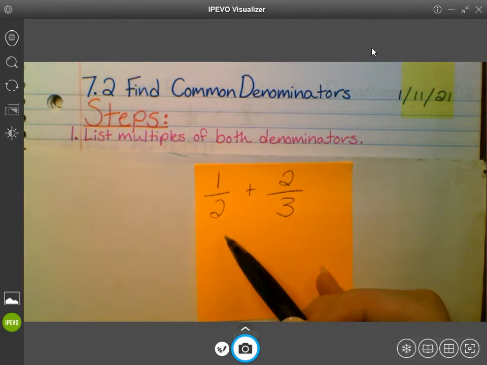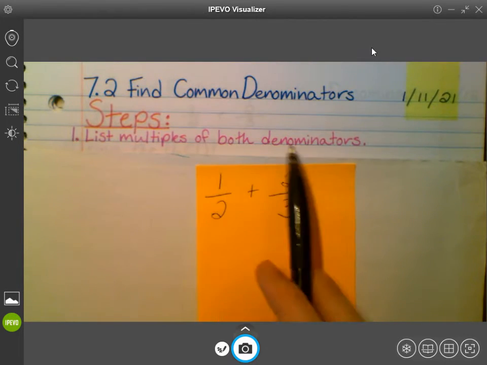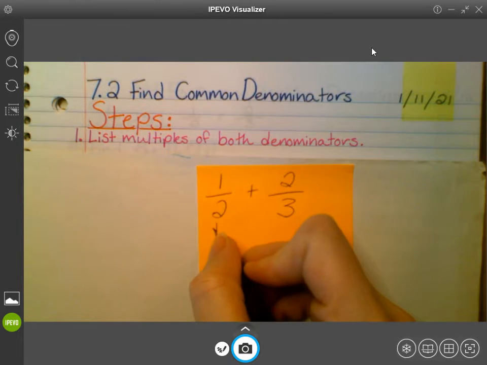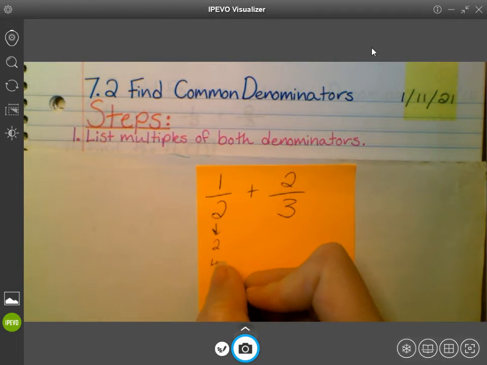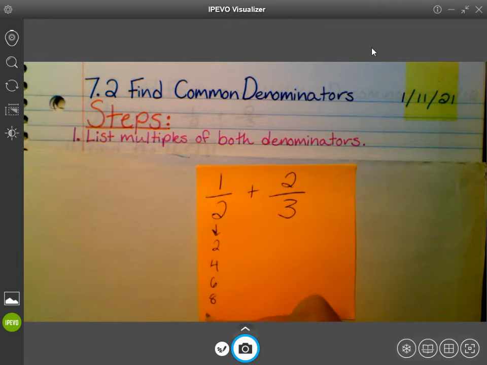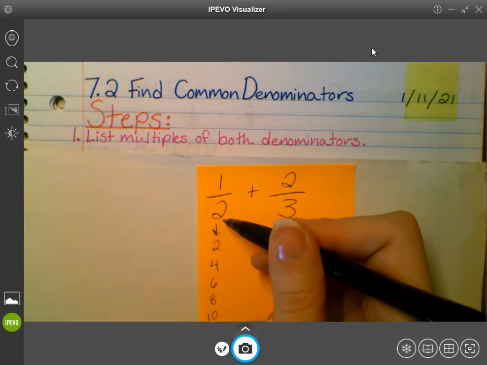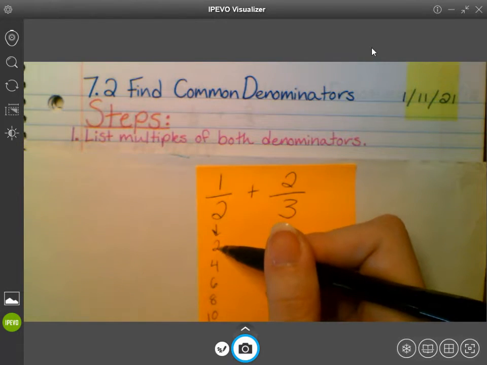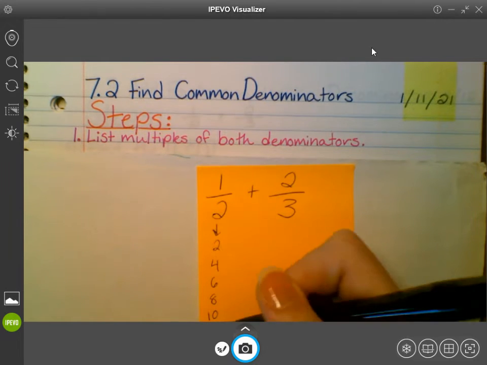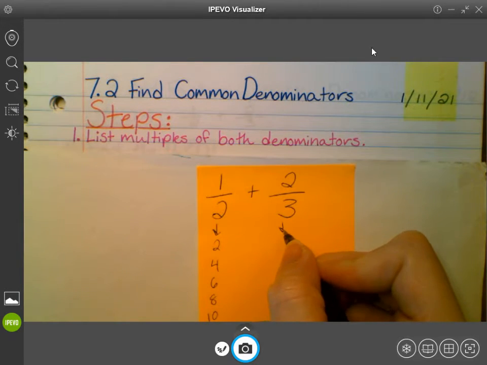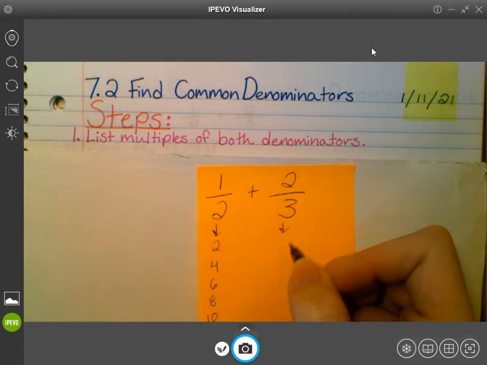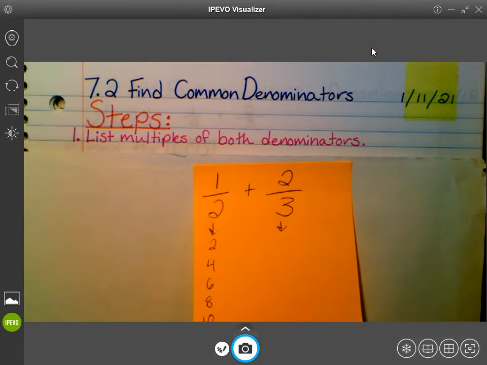So for example, if we're listing multiples of both denominators, so multiples of 2 are 2, 4, 6, 8, 10. We can multiply 2 by different numbers to get 2, 4, 6, 8, and 10, right? So, turn and talk to the person next to you. What are some multiples of 3? Turn and talk.